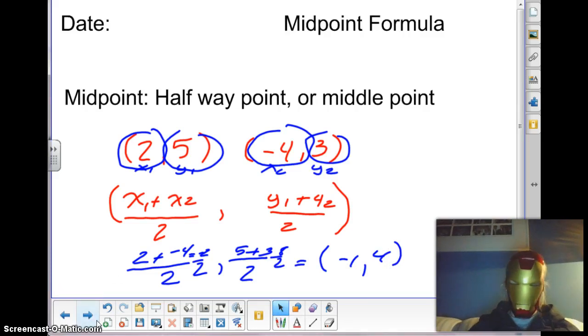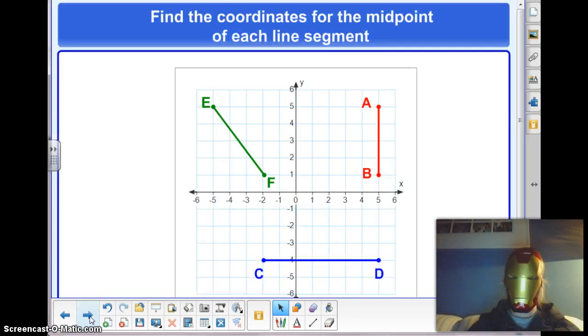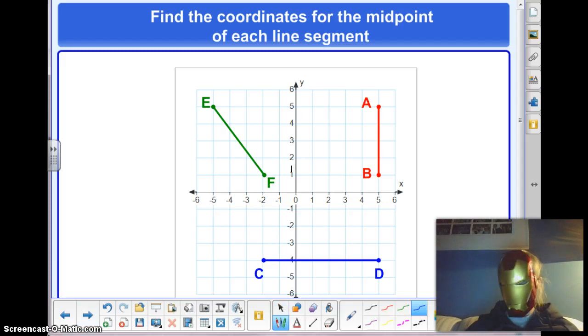So let's look at a couple more examples. Some of them are easy. So like if you were looking at this one, this would be easy to determine the halfway point right there, right? So that would give you 5, 3. Really no point in using the midpoint formula for that one. Same thing with this one. 1, 2, 3, 4, 5, 6, 7. It's 7 units wide. So 3.5.